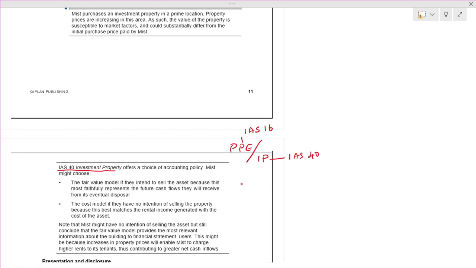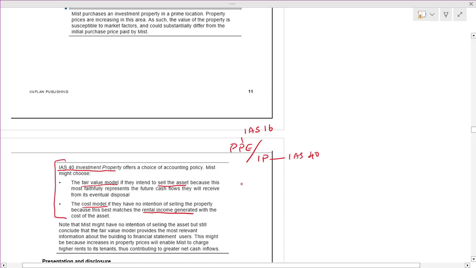When you are talking about investment property, which generates revenue for you, there are two things: we have a fair value model and a cost model. Whenever there is intent to sell the asset, then we use fair value. When we have no intention of selling the asset and we are using it for rental income, then we use the cost model. IAS 40 is a broader framework, isn't it? They will ask you questions within this only.